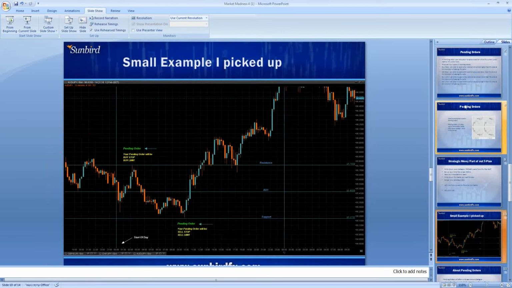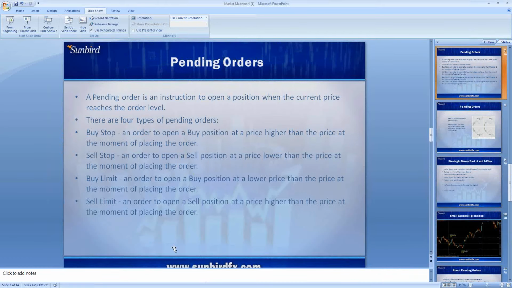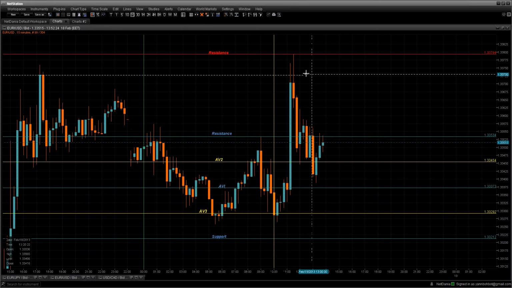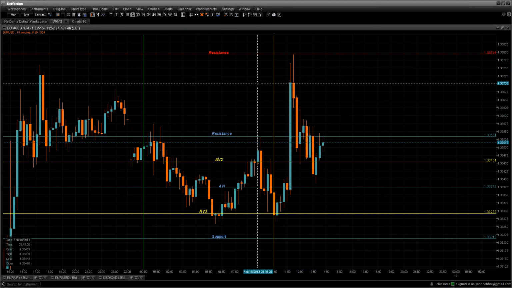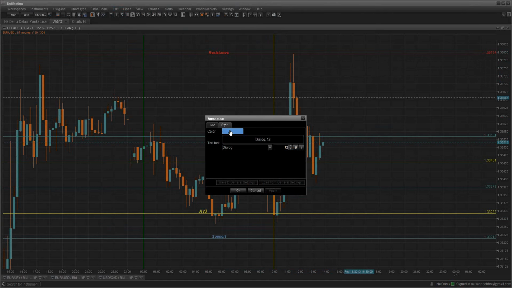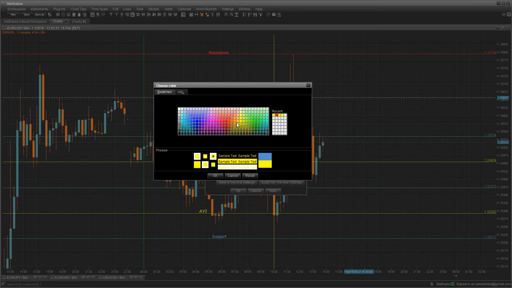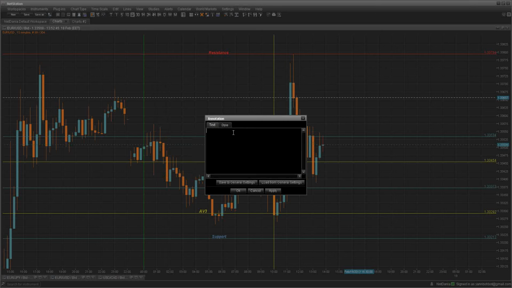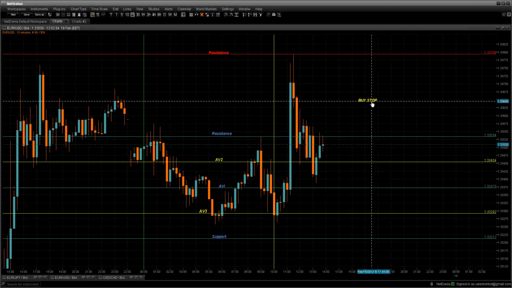I'm just going to go back up. Okay, buy stop. Buy stop is an order to open a buy position at a price higher than the price at the moment of placing the order, meaning that if it breaks through my resistance, it's a buy stop. So let's put a buy stop. Buy stop. Okay. This is my buy stop.